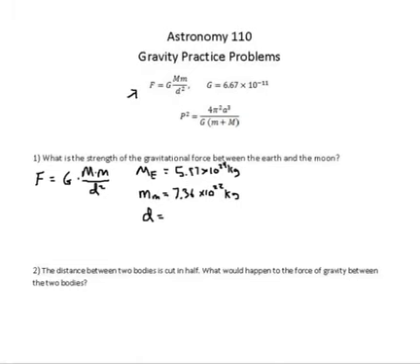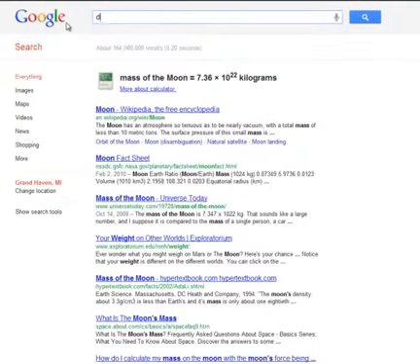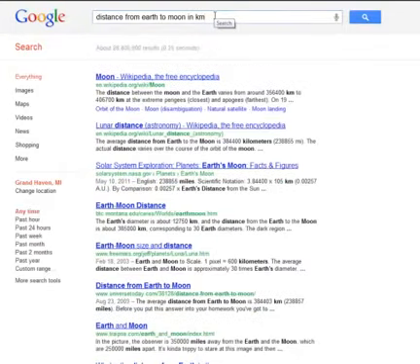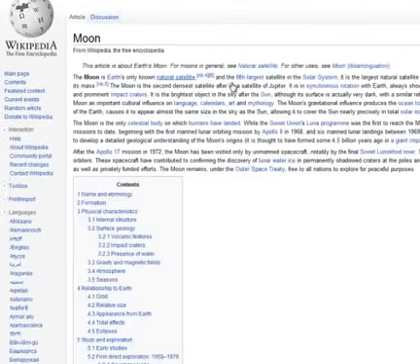Now we also need the distance between them. Let's see if Google can give that to us. Distance from Earth to Moon. There you go. Best guess for the Moon distance from the Earth is 238,000, but we want that in kilometers, right? So I'm going to say in kilometers. Oh, it looks like it can't do it, but Wikipedia's got it there for us. Distance between the Moon and the Earth varies roughly in here. Oh boy, it's getting trickier, isn't it? So let's look at Wikipedia.